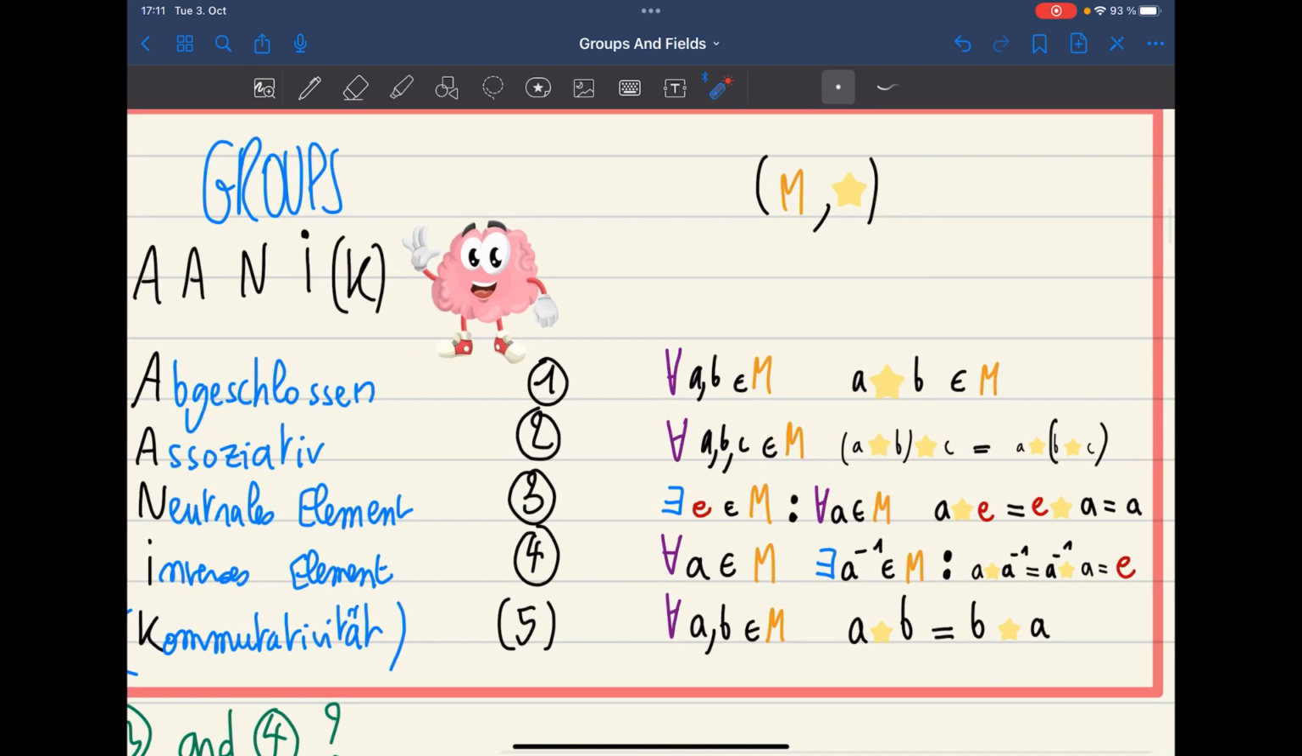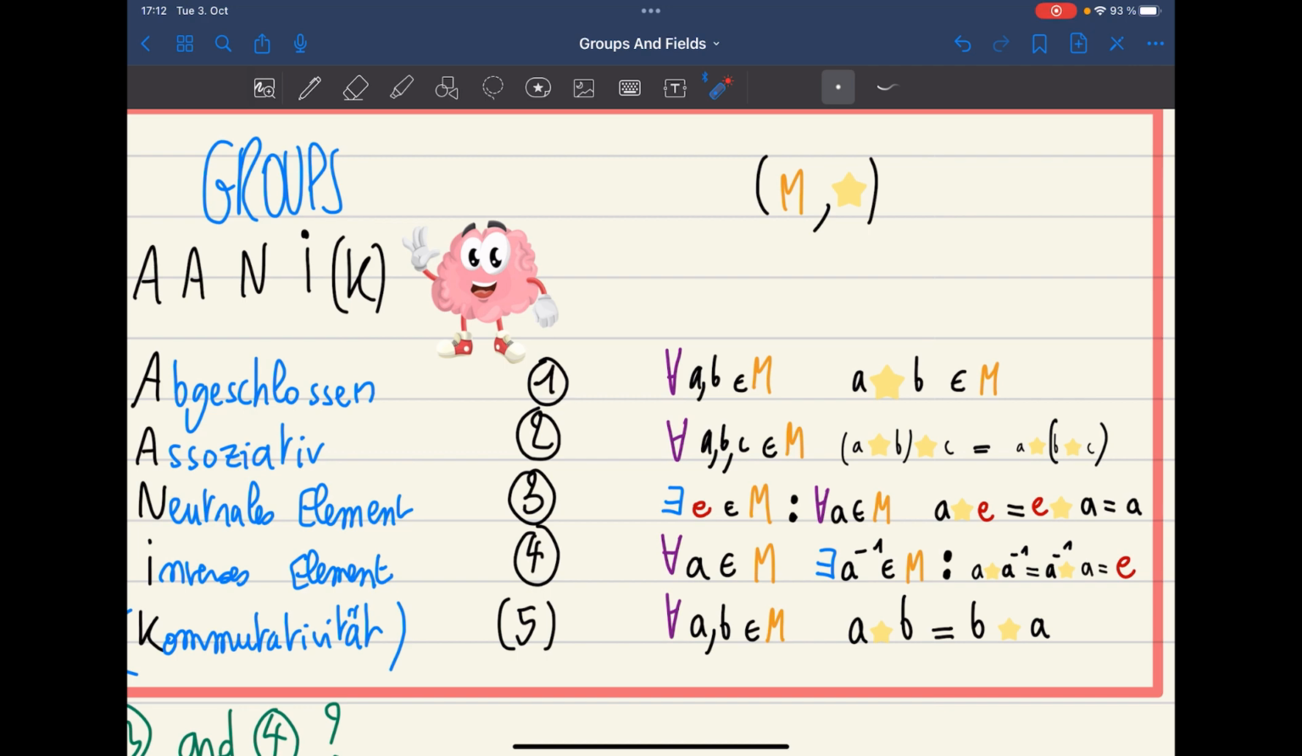What do these letters stand for? A stands for abgeschlossen. In English, it would be closure. A for associative, N for neutral element, E for inverse element, and K or C for commutativity. So we have four properties to be a group, and if on top of that there is another property, it's a special group, the commutative group, that we also call Abelian groups.